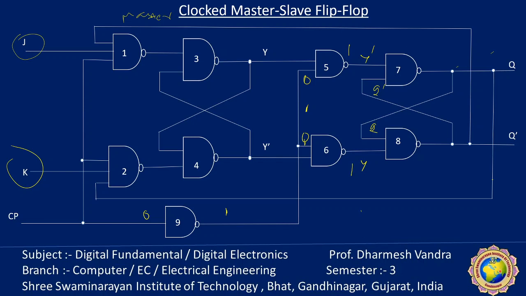And both transfers cannot occur at the same clock pulse. Only one is enabled, the second one is disabled, and the enabled flip flop transfers the behavior from input to the output side. So in this way, the master slave flip flop works. And we can say that this circuit diagram is a negative edge triggered master slave flip flop.